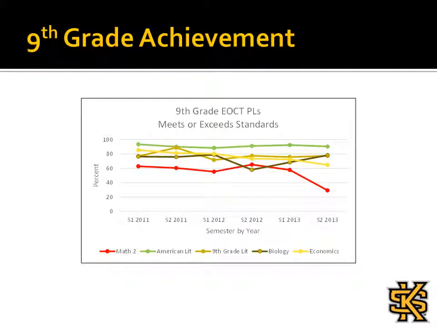Our first chart represents achievement levels for percentages of all 9th grade students taking an end-of-course test who have either met or exceeded standards in Math 2, American Literature, 9th grade Literature and Composition, Biology, and Economics. For viewing purposes, look at the graph colors in terms of a stoplight. Math 2 has the lowest percentage of students meeting or exceeding standards and is represented by red. American Literature has the highest percentage of students who have met or exceeded standards and is represented by green. 9th grade Lit and Composition, Biology, and Economics are represented by different shades of yellow since their achievement levels fall in the middle.